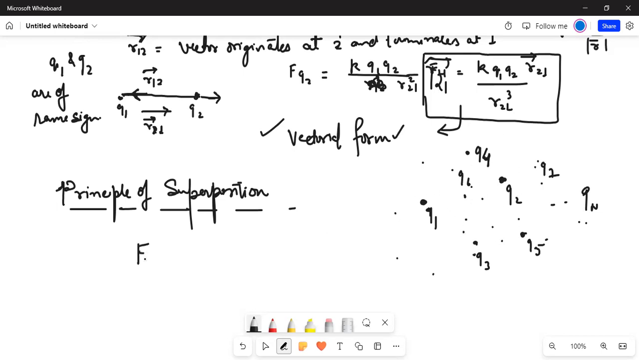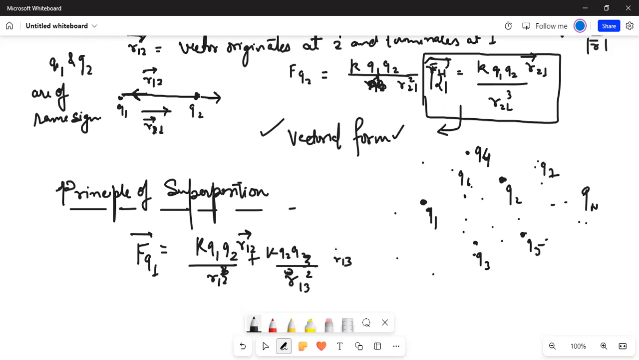So the total force on charge Q1 would be equal to K Q1 Q2 upon R12 squared times R12 cap, plus K Q1 Q3 upon R13 squared times R13 cap, and so on and so forth, up to K Q1 Qn upon R1n squared times R1n cap. Is that clear? Yes, sir.